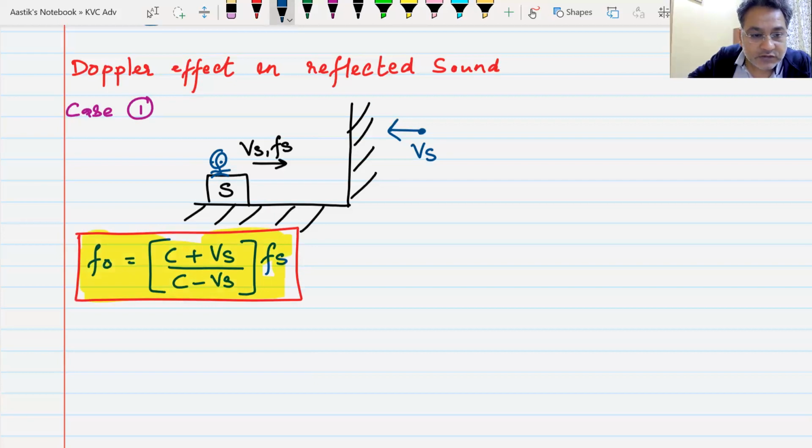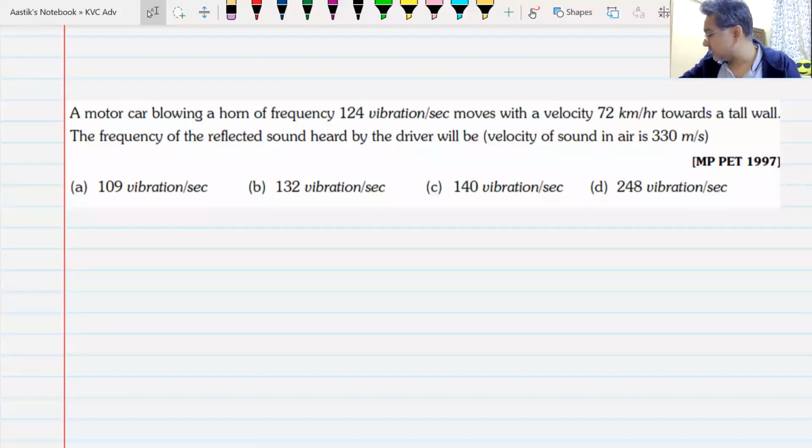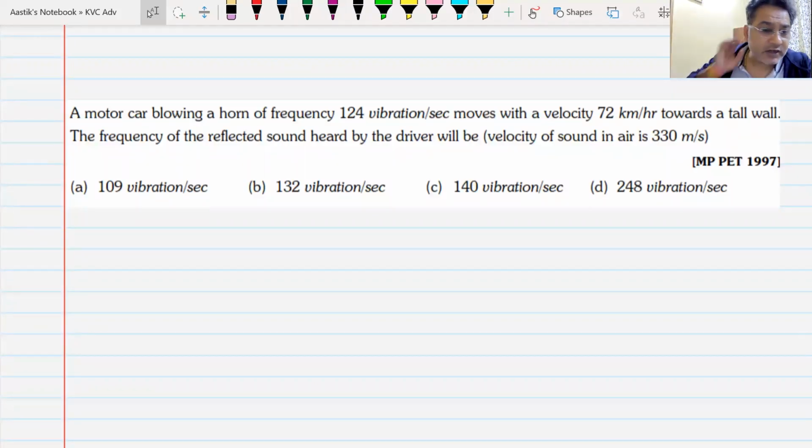Can I give you a question on this? Okay. This is the question that I am going to give. A motor car blowing a horn of 124 vibrations per second moves with a velocity of 72 km per hour. Remember, everything has to be converted into meter per second. It moves towards a tall wall. The frequency of the reflected sound heard by the driver would be, I'll give you 2 minutes to give me the answer.